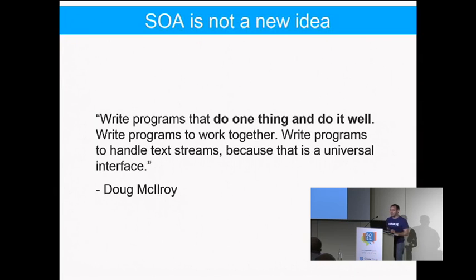Doug McIlroy, who I think worked at Bell Labs a long time ago, said this of the Unix philosophy. The Unix philosophy is write programs that do one thing and do it well. Write programs to work together and write programs to handle text streams because that is a universal interface. And he was talking about Unix pipes and programs talking over file descriptors on the same system. We're talking about network pipes and programs talking over file descriptors over the network. So they're really the exact same philosophy, and I think this still holds true today.